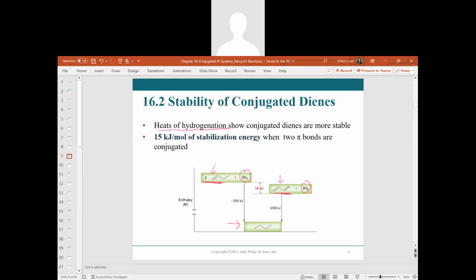But actually what we see is that the diene is about 15 kilojoules per mole more stable. When the two pi bonds are conjugated, that increases our stability. So what we see with the 1-butene is that it exists at a higher potential energy than our conjugated system. So our diene here is about 15 kilojoules per mole more stable, is one way that we could look at that.